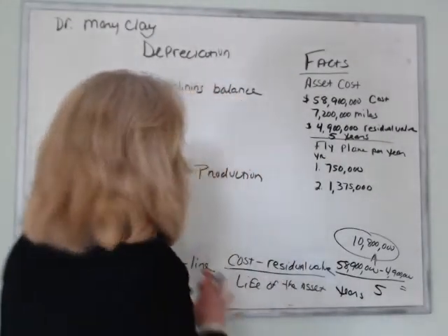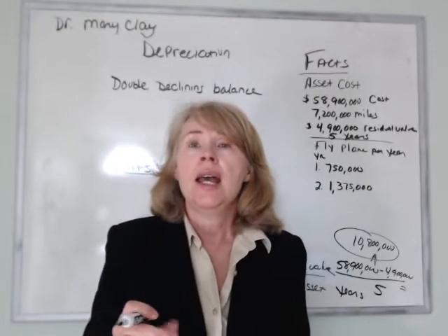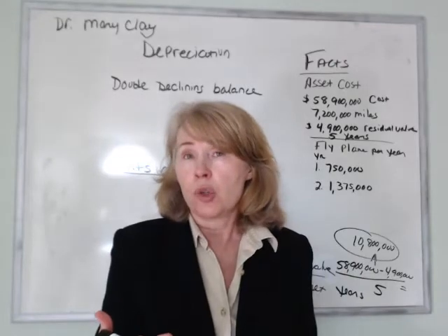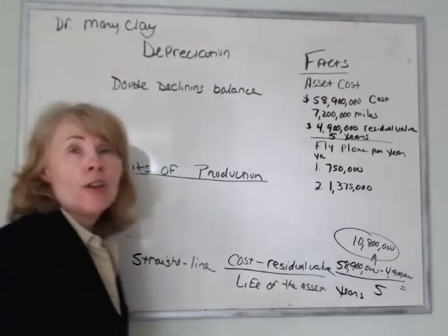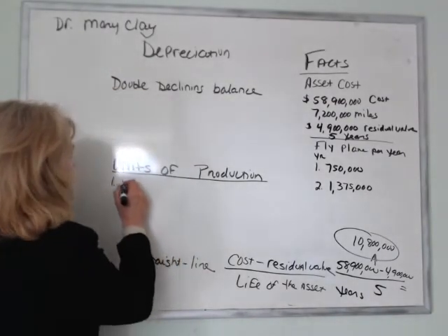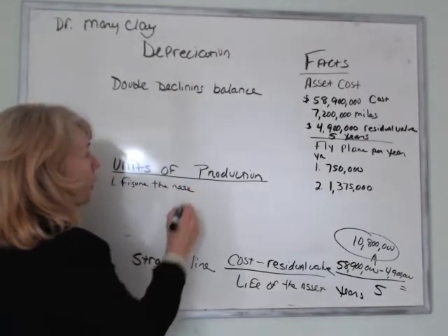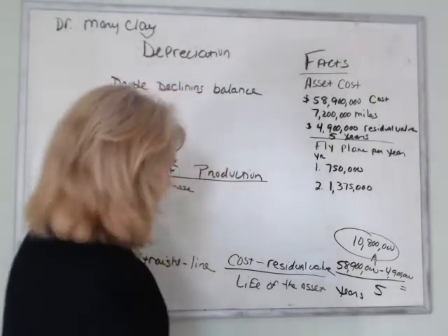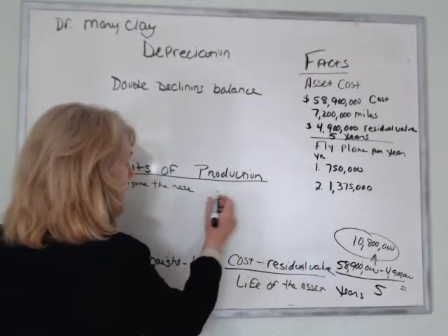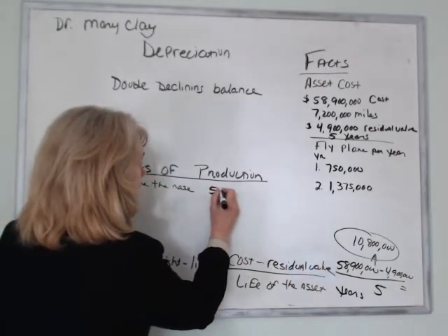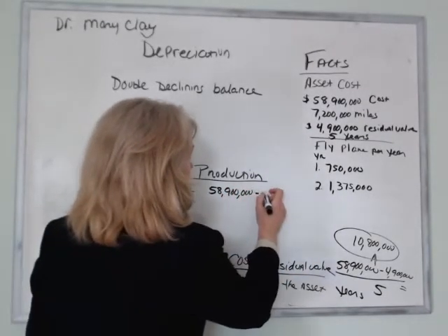The next one I'm going to go to is units of production. Okay? Units of production are more steps than straight line. All right, so units of production. Step number 1. Figure the rate. All right, so to figure the rate, your numerator, guess what, will be exactly the same as straight line. So you're going to take your cost minus your salvage value or residual value.